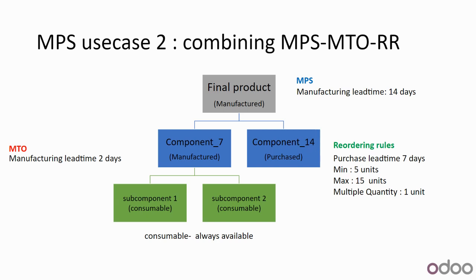Now, one of the parameters on which you can distinguish the use of each procurement method or replenishment method is the lead time. For long lead times, we'll work with the mass production schedule. For short lead times, the make-to-order strategy could also be an alternative. And if you're in between, you could also use the reordering rules. So for my reordering rules, I'm going to work with a minimum of 5 units and a maximum of 15 units. Now let's have a look in Odoo.